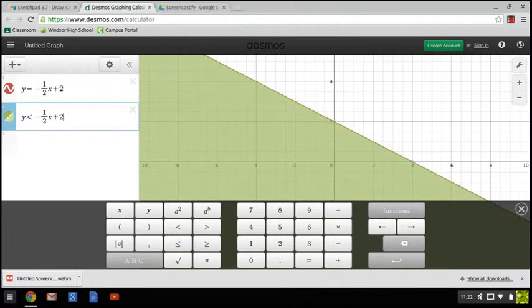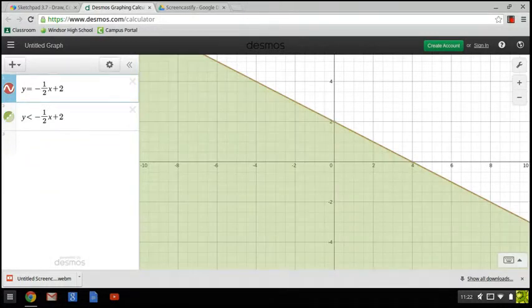plus 2. Now, when it's just a less than sign with no bar underneath, that means the line will be dotted because it does not equal the values on that line. Also, since y is less than the equation, you'll shade below the line.